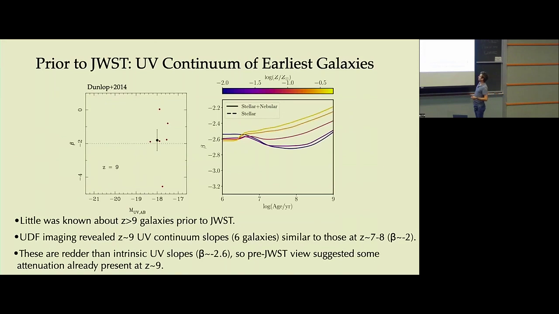So sort of the state of the art prior to JWST was in this paper here, where we were able to get UV slopes for about 6 galaxies. Okay, and you can see that the values here on average were about a UV slope of -2. Okay, so this is redder than those intrinsic slopes. So the pre-JWST view here was that there was some modest attenuation already present at redshift 9.